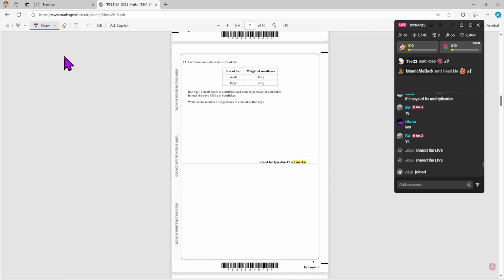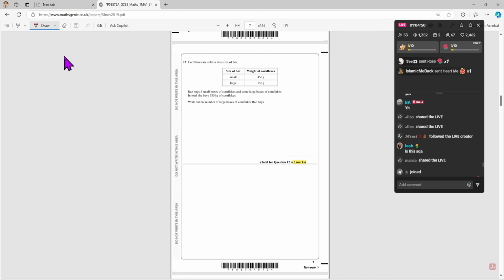Cornflakes are sold in 2 sizes of box. A small, which has a weight of 450 grams, and a large, 750 grams. Ray buys 3 small boxes of cornflakes and some large boxes of cornflakes. In total, she buys 5,850 grams of cornflakes. Work out the number of large boxes of cornflakes Ray buys.